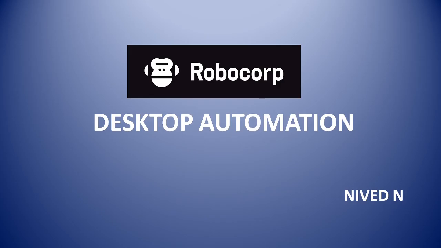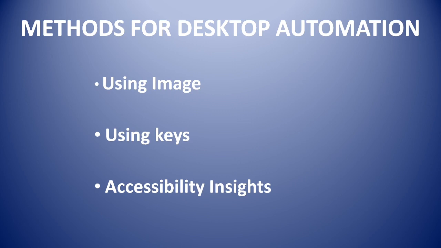In this video, we will see how we can do desktop automation using Robocorp. These are the different methods for implementing desktop automation using Robocorp. First method is image-based automation, where we utilize the image of a particular UI element and use that image to do particular actions like clicking, etc.